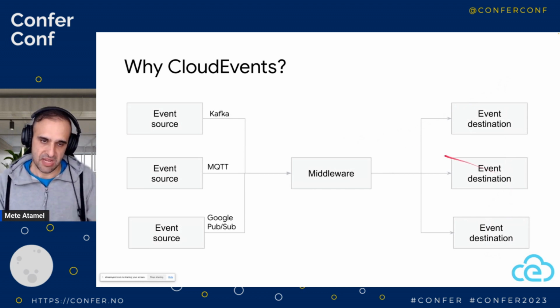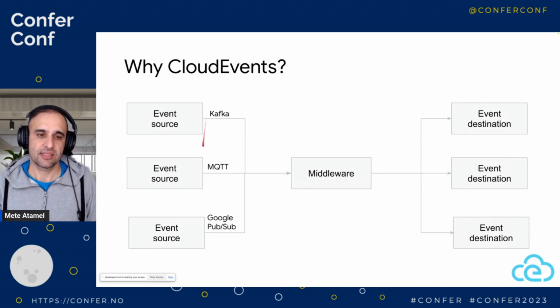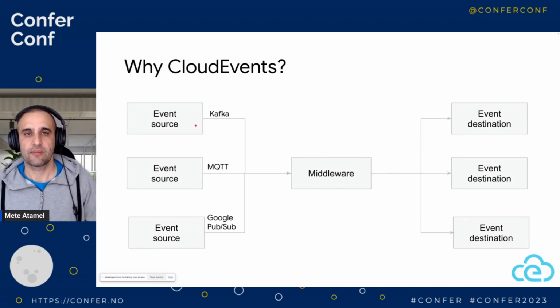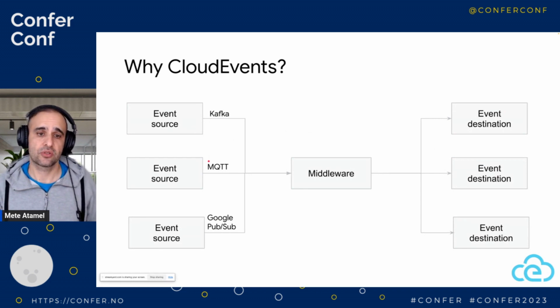So in this scenario, let's also imagine that these event sources are publishing events in different formats. So maybe one event source is publishing events to Kafka, another one is an IoT kind of event source, so it's publishing using MQTT. Then maybe another event source is using Google Cloud's PubSub. So they're different event formats.